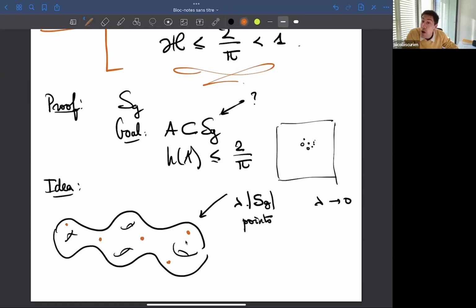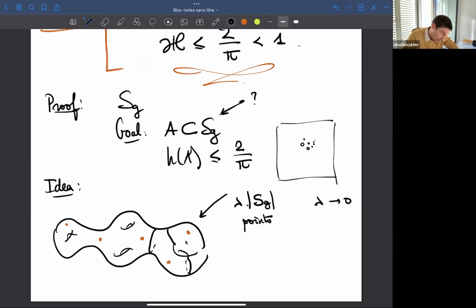If lambda were 1, that would mean that for every unit area of my surface, I have roughly 1 point. But since lambda is small, I have very few points compared to the area. And now what I will do is my packets will be the Voronoi cells associated to this Poisson process.